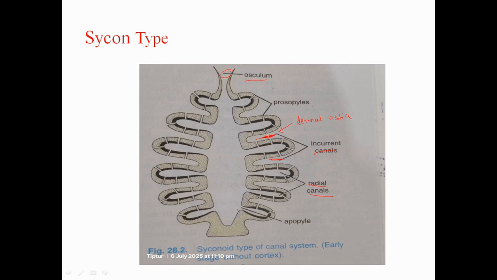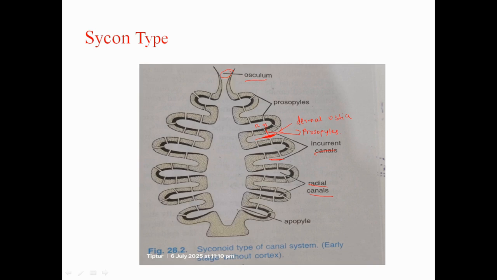Here is the incurrent canal and here is a radial canal. Now, from the incurrent canal, the water will enter the radial canal through the openings. What are these openings called? Prosopyles. Okay. Now, from the incurrent canal, the water will enter the radial canal through the prosopyles.